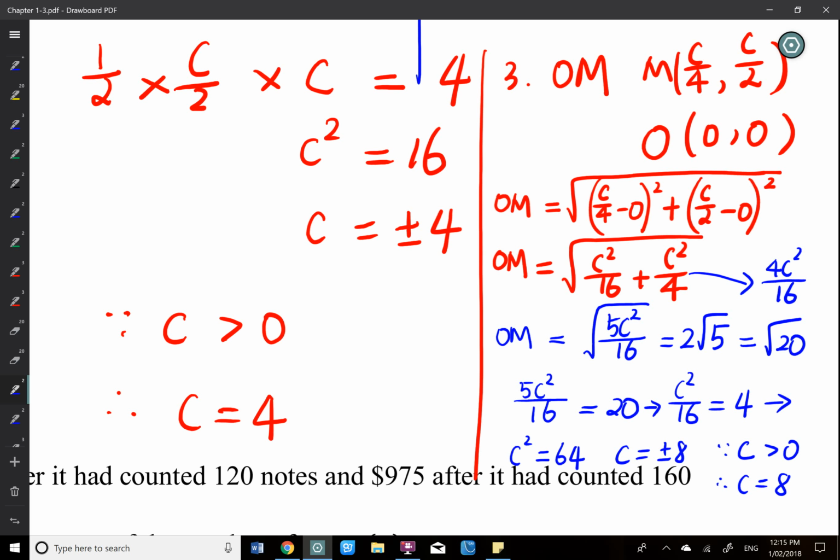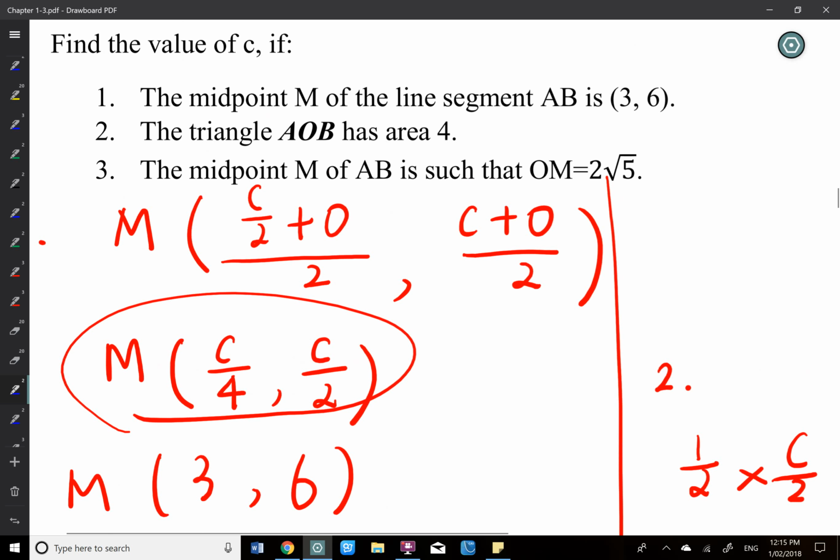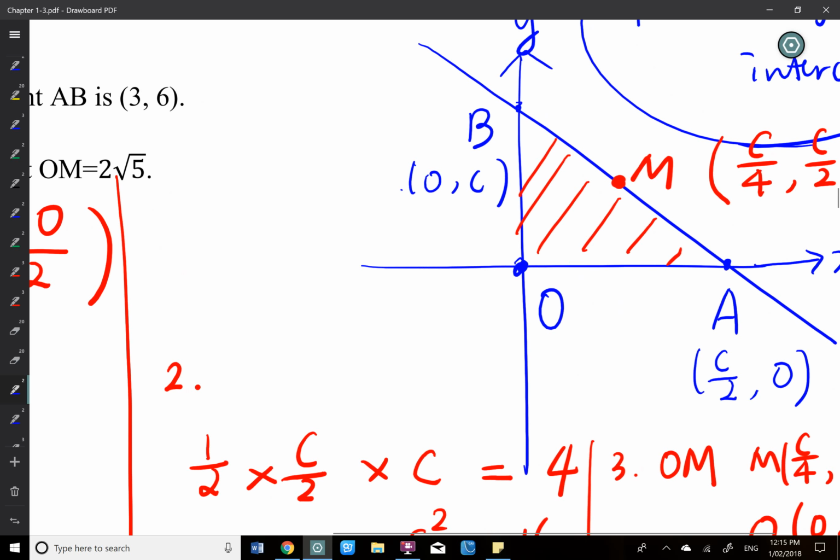Which step? How did you get C over 4? Oh, it's squared. C over 2 squared is C squared over 4. The M, but how do you get M? That's from the first question, the midpoint. Because A is C over 2, 0, and the other is 0, C. Midpoint will be that.